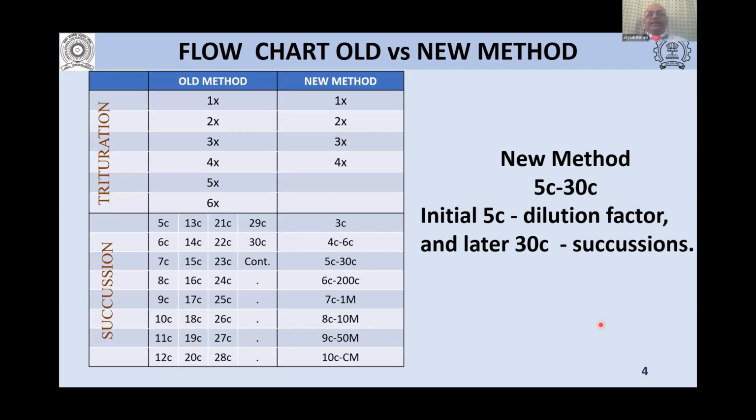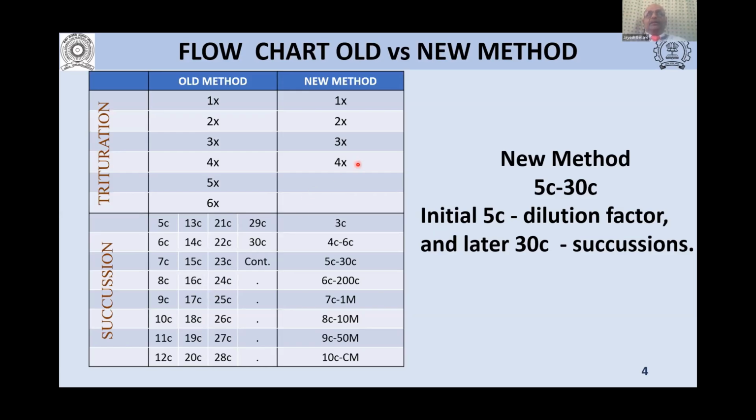This is a chart or a table showing the comparison between the existing old method and the new method. In the old method or the existing method, there are a large number of steps that are used. As you can see in this table, one goes step by step up to a fairly large number that goes even beyond what is shown in this table. There are a large number of dilutions involved, and there are succussions at every step.